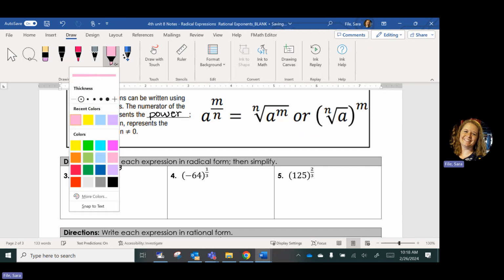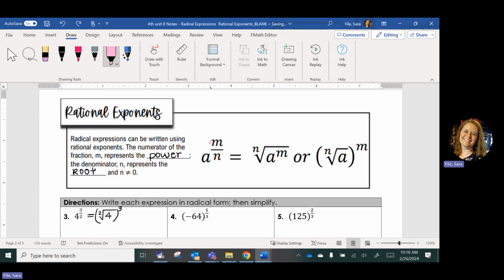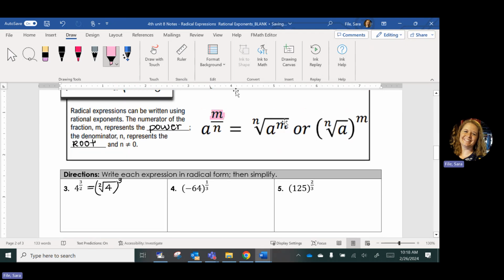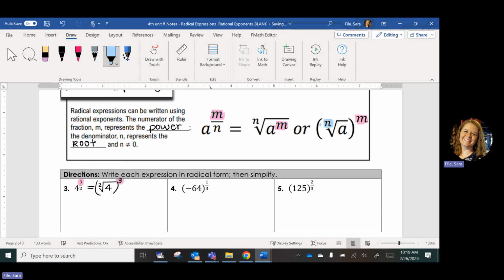So I'm going to try and do some color coding here for you. So the numerator, you can see, becomes the power, and you can write it this way or this way. I'm writing it this last way here. So the numerator becomes our power, and then the denominator becomes the radical. So our denominator 2 became the radical. Is everybody good with that?